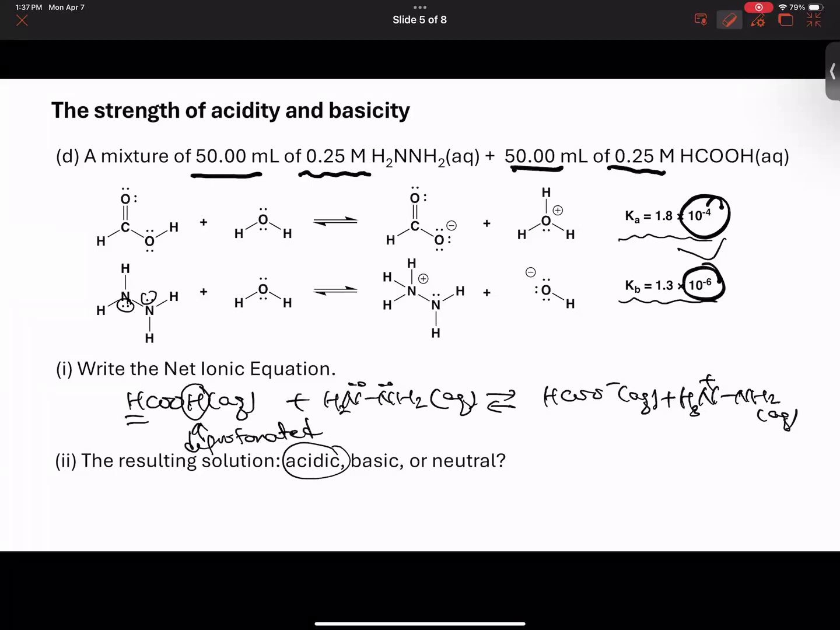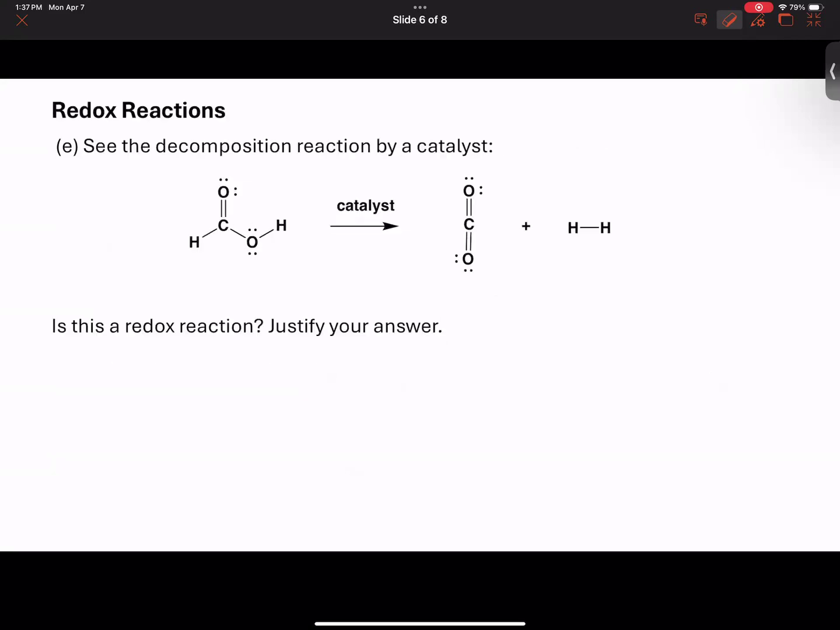Now, a free response problem of AP chemistry is really a combination of many problems, many concepts. This is not an exception. So now let's combine this one with the concept of oxidation-reduction reactions. By adding a catalyst, many times a metal catalyst, methanoic acid is decomposing into carbon dioxide and hydrogen gas. Is it a redox reaction? Justify your answer.